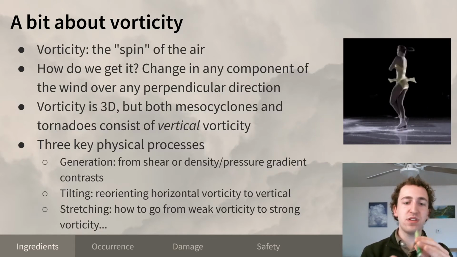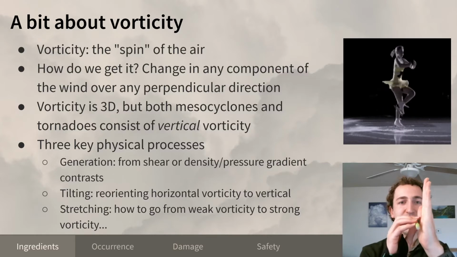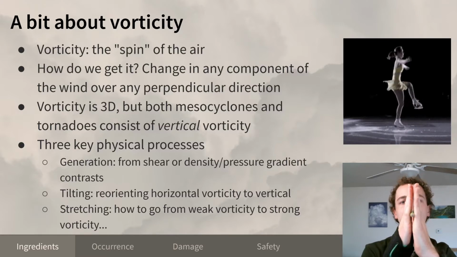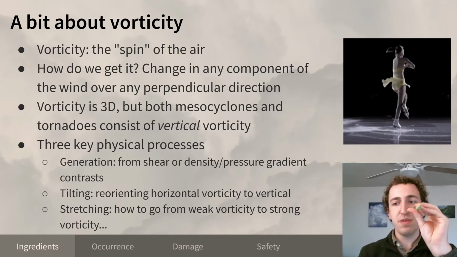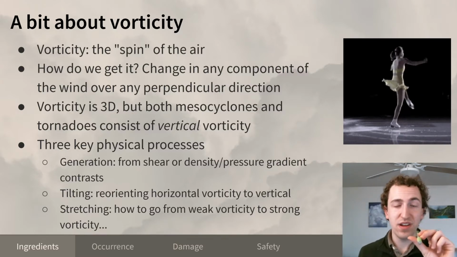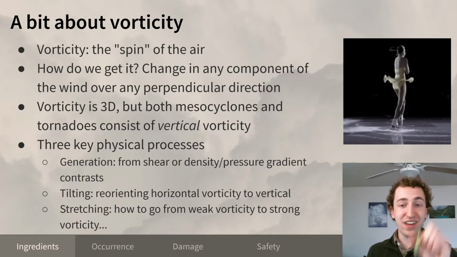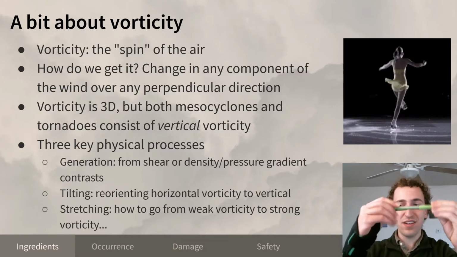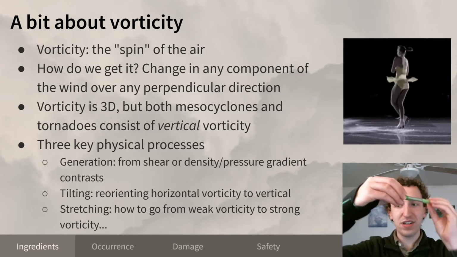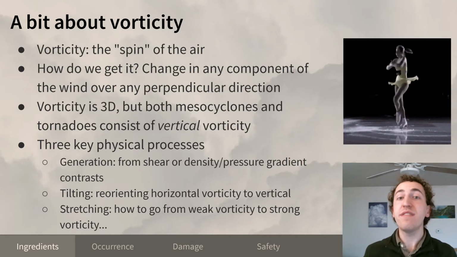a certain direction. So if you take the classic trick of a pencil here, and you get a change in wind across perpendicular directions, you're going to create spin in between. And that is vorticity. And since it's the change in any component of the wind, there can be vorticity in all three dimensions or combinations at different angles. So vorticity itself is another 3D vector quantity.